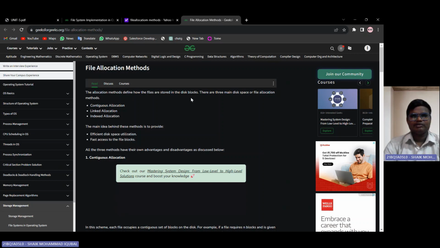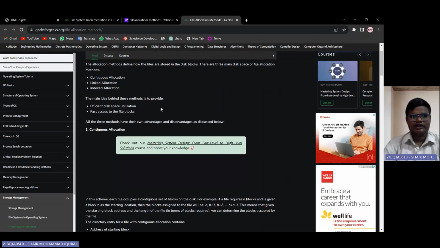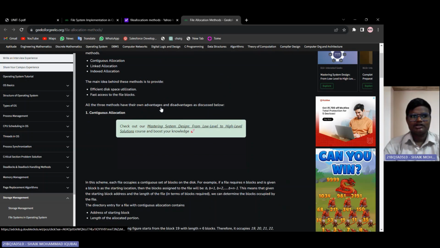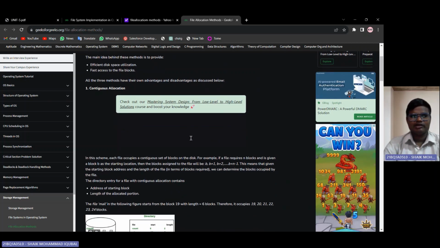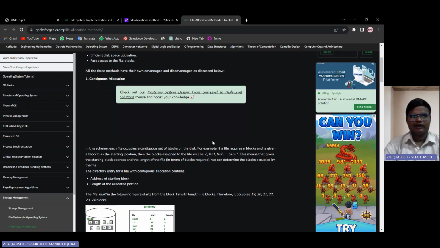The main idea behind these methods is to provide efficient disk space utilization and fast access to the file blocks. So let us discuss the first one, contiguous allocation. In this scheme, each file occupies a contiguous set of blocks on the disk. For example, if a file requires n blocks and it is given block B as a starting location, then the blocks assigned to the file will be B, B plus 1, B plus 2, up to B plus n minus 1. This means given the starting block address and the length of the file in terms of blocks, we can determine the blocks occupied by the file.